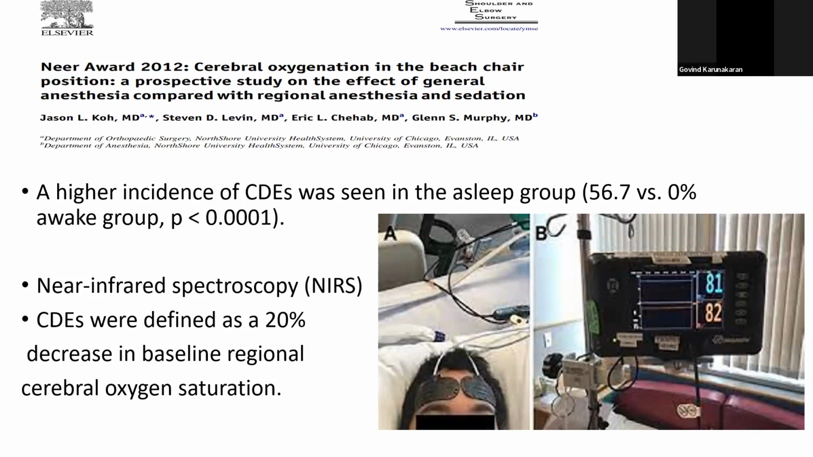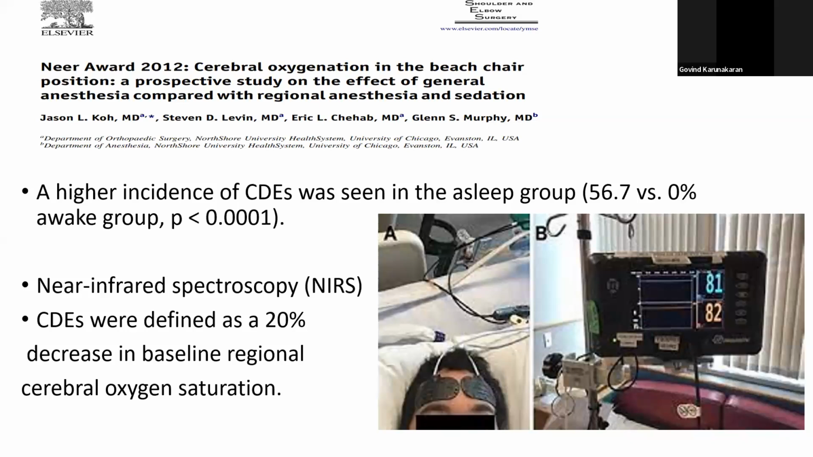CDEs necessarily need not always be converted to neurodeficits in the postoperative period. A CDE was defined as a 20% decrease in baseline regional cerebral oxygen saturation. It need not be converted to a neurodeficit in the post-op period. It may even manifest as confusion and increased vomiting also. And the study showed that you cannot predict whether the duration or the intensity of the CDEs will be correlating with the post-operative neurological status.